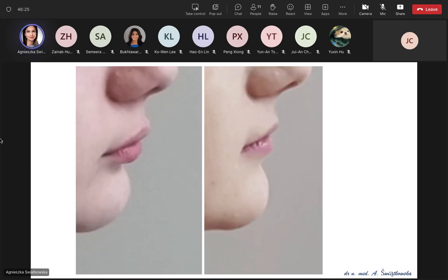The most important thing in functional treatment of class 2 is the patient's profile. Look at this profile before treatment and after treatment. Look at the sulcus, look at the position of the chin, and also very often we observe that this part of the face after treatment is a little longer.